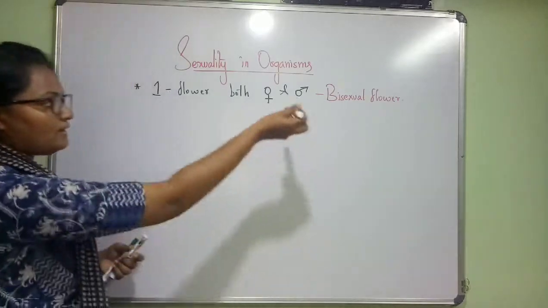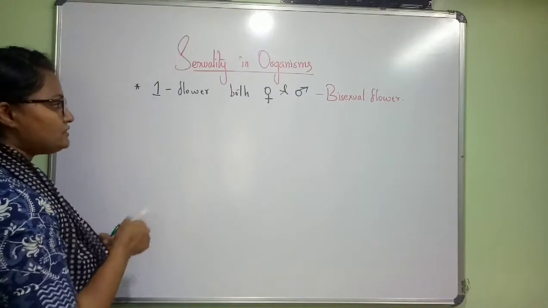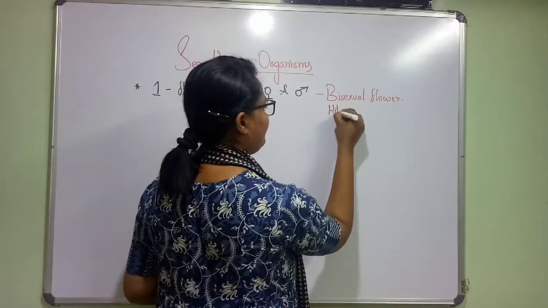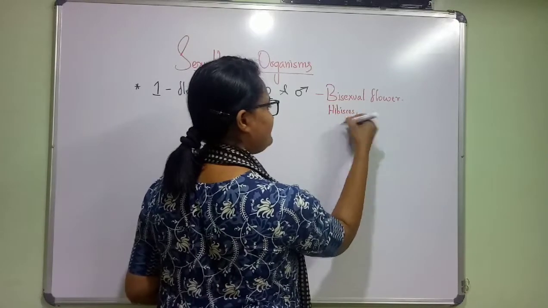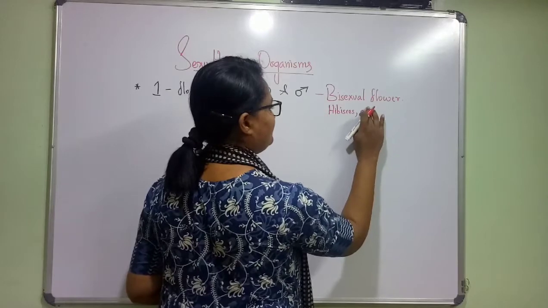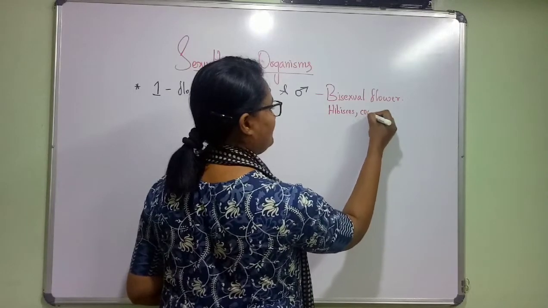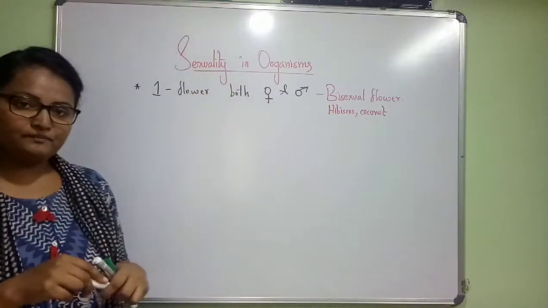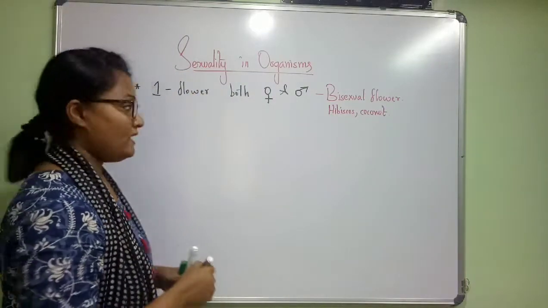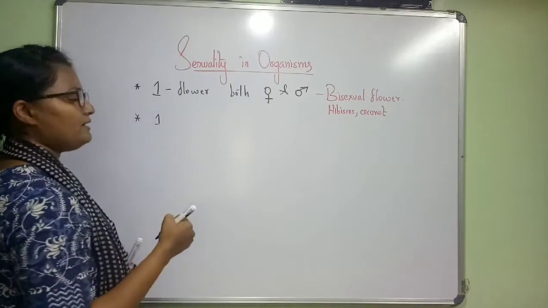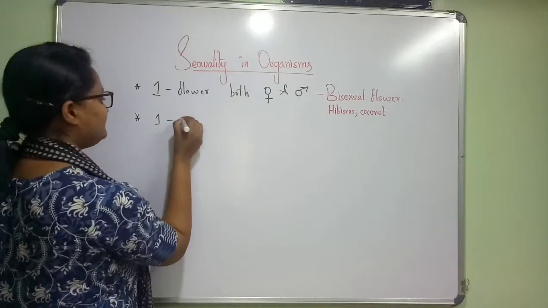Okay, so that we call it as bisexual flower. So examples for bisexual flowers are hibiscus. Okay, we can write coconut.